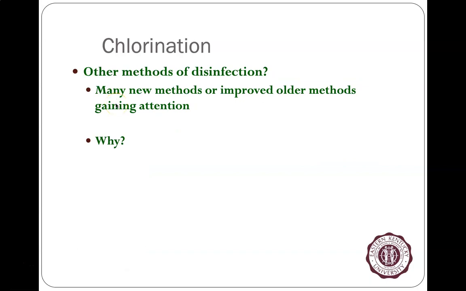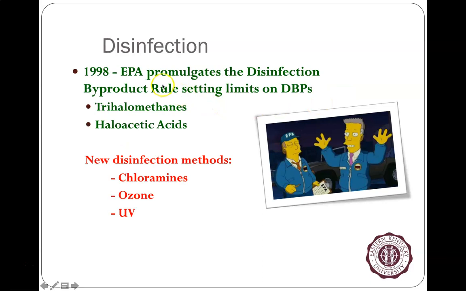So there are other methods of disinfection that are out there. And I'm going to ask you, why are other methods out there? Why are they gaining attention? And the main reason was because in 1998, the EPA promulgated a disinfection byproduct rule that said that these disinfection byproducts that are known carcinogens, among other health effects, are caused through chlorine interacting with stuff in the water. So rather than using sodium hypochlorite, you could use chloramines and actually develop less disinfection byproducts, or use ozone or UV.